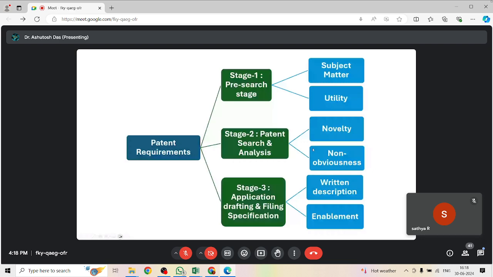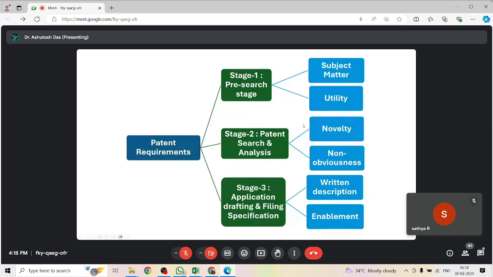What is the preamble, what are the prior arts, what is the description, the drawings, and what are the claims, which are more important. So all the things we'll talk about the description part. Take care: enablement means whether it has given entire details for anyone to implement or not. The complete detail exposure is given or not. Okay, so the first one I have already covered, subject matter utility.